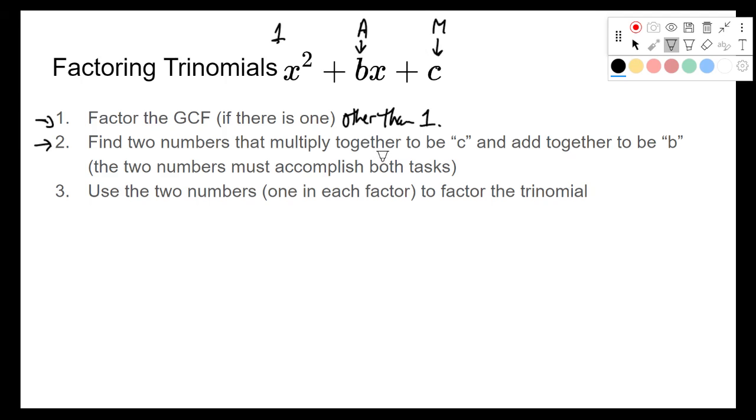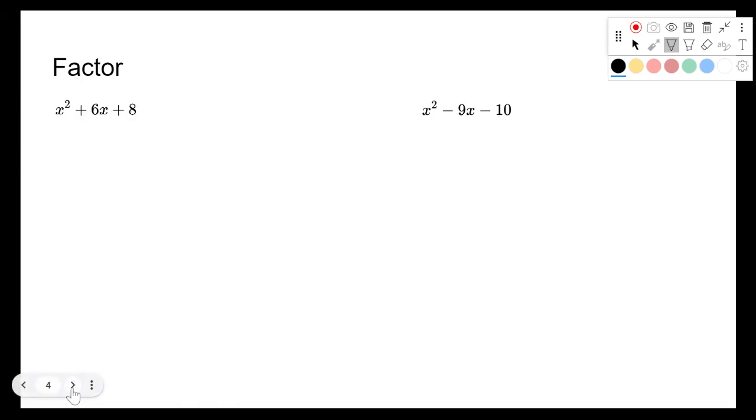The two numbers that you find must accomplish both tasks at the same time. They have to both multiply to be c and add together to be b. They have to do both. Okay? And then we're going to use the two numbers, one in each factor, to factor the trinomial. All right, so it sounds awfully complicated, but I promise you it's not as complicated as it looks. So let's try a few, and we'll see if we can get the hang of it.